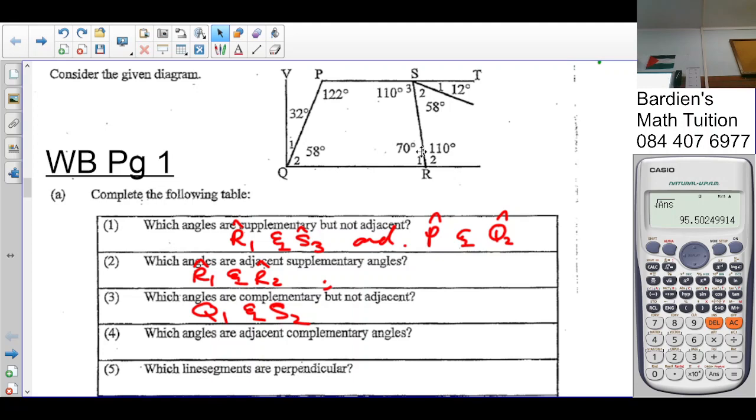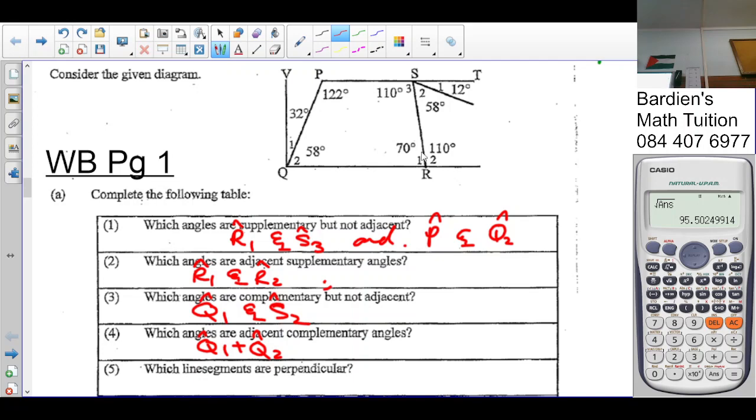Which angles are adjacent complementary angles? Which means to say they lie next to each other and add up to 90 degrees. Q1 and Q2. Q1, which is 32, plus 58 is 90 degrees. Yes, so Q1 plus Q2. Okay. So any other adjacent complementary angles? No.